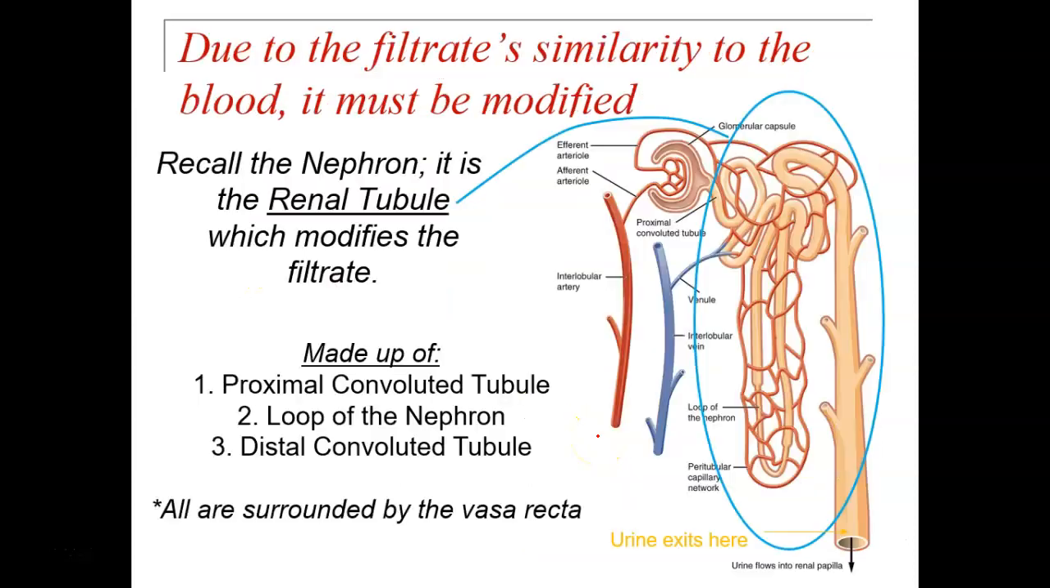So, because of the fact that we see the filtrate's similarity to the blood, it must be modified. There are so many molecules, particles, ions, amino acids, glucose that we absolutely must reabsorb. The entire process by which we can absorb them is what we're going to pick up with next class. We're going to look at how the filtrate goes through that modification process, how that modification process actually occurs. So again, that's what we're going to pick up on Thursday.